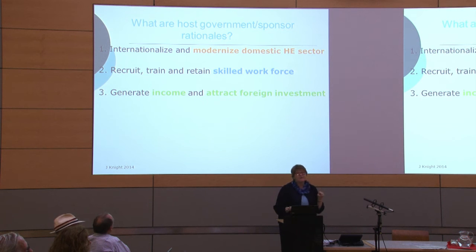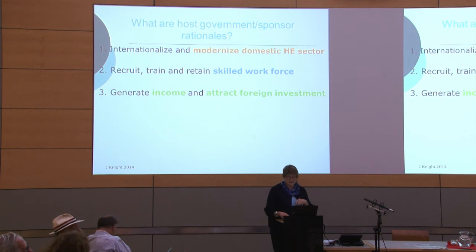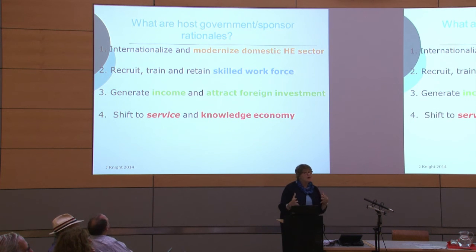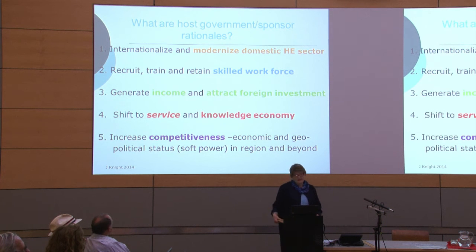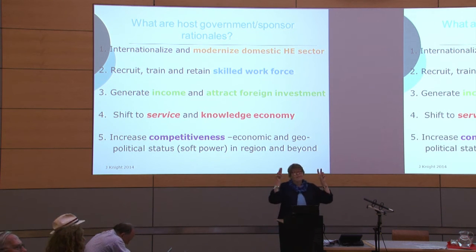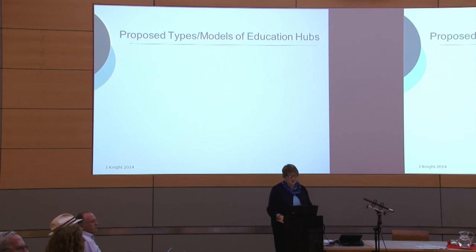Another is to generate income and, more importantly, attract foreign investment, and to shift towards a service and knowledge economy. This is certainly driving the United Arab Emirates, dependent upon oil, Qatar, dependent on gas, and Botswana, dependent upon diamonds. So this is very strategic. And the last one is a reality: to increase competitiveness and have geopolitical status. This cannot be denied, especially when you see countries purchasing the collaboration and cooperation of some of the more well-known institutions.